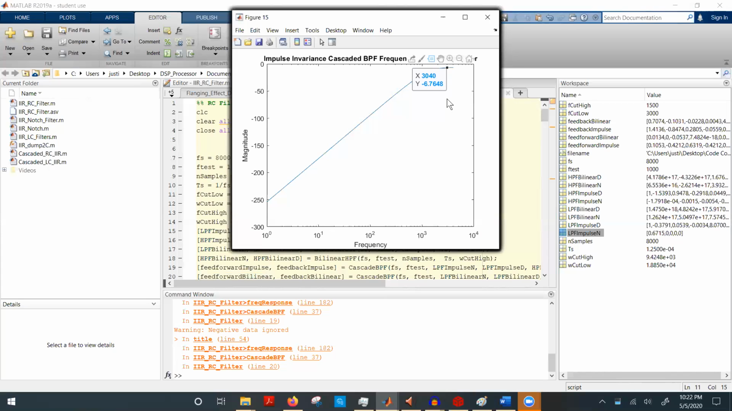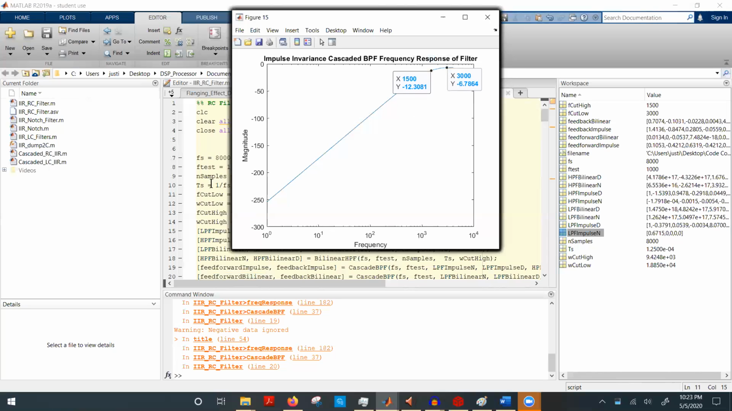Where's 3000? So 3000, this should be 1500. So this has a cutoff frequency of 1500, which is closer to -12. But notice how this 3000 isn't exactly at where we thought it would be. Ideally this should be at -12.